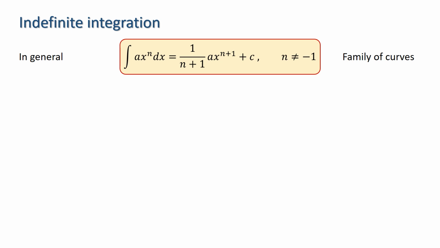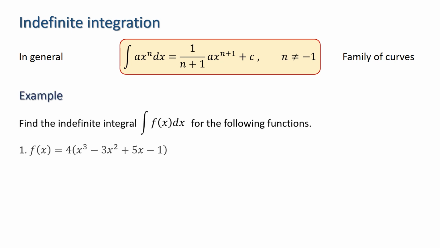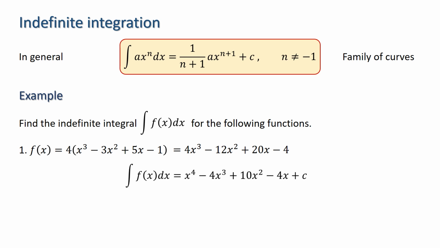Okay, so let's look at a couple more examples. Here we have the function 4 times x cubed minus 3x squared plus 5x minus 1. Now, because we need to deal with these term by term, I'm going to expand the function, multiplying throughout by 4. This gives 4x cubed minus 12x squared plus 20x minus 4. Now we can use the formula above to perform our integration. We have the integral of f with respect to x equals x to the power of 4 minus 4x cubed plus 10x squared minus 4x plus c.